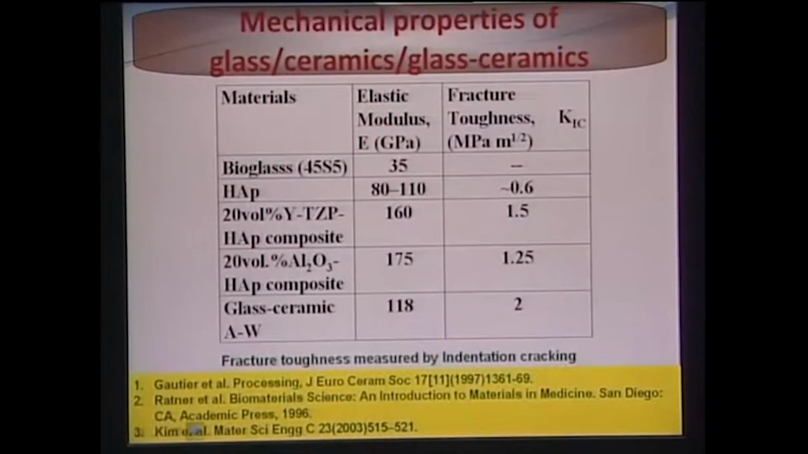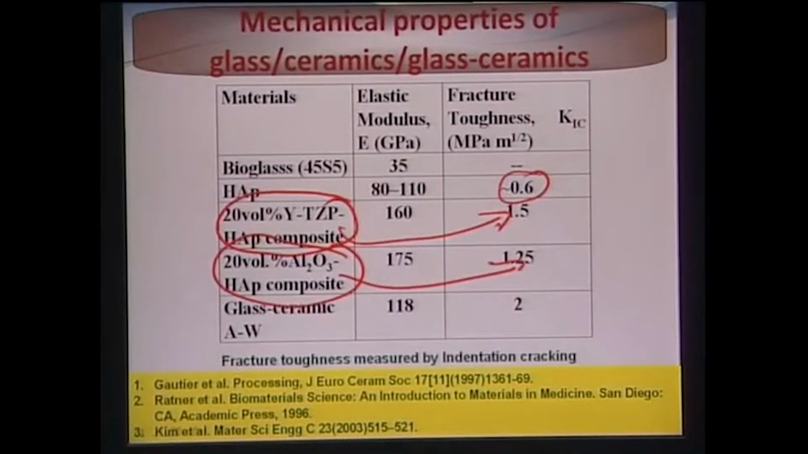Let us see a table which essentially tells you the typical toughness values of the different materials developed by different research groups. If you take the hydroxyapatite-based materials, it is 0.6. In the 20 volume percent white ZP half composite, it is 1.5. In the 20 volume percent alumina half composite, it is 1.25. In the glass ceramic, it is 2 MPa square root meter.